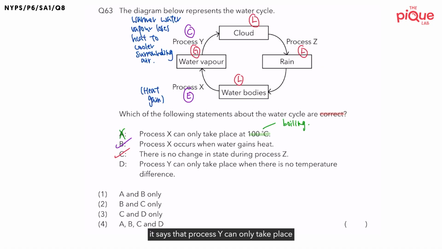Finally, for option D, it says that process Y can only take place when there is no temperature difference. Earlier, we mentioned that process Y represents condensation, and it involves the warmer water vapor losing heat to the cooler surrounding air. Since the water vapor is warmer, and the surrounding air is cooler, is there any temperature difference between them? Yes. In fact, condensation takes place when there is a temperature difference. Hence, option D, is it correct? No, it is incorrect. And with that, the answer for this question should be option 2.